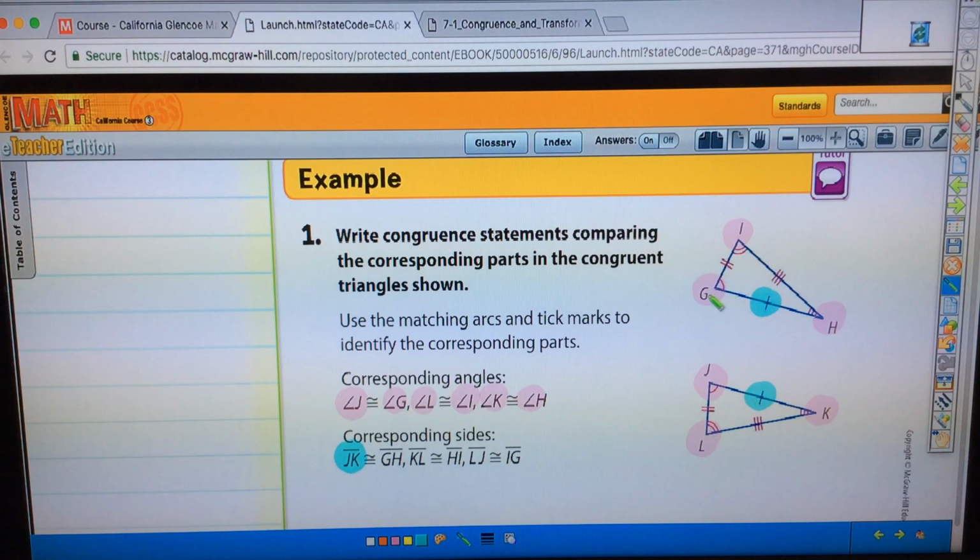So you're going to write the two letters, right? At what angle does the line start, at what angle does the line end, and you're going to put a line above it. That signifies side length. Okay, so side length JK corresponds with side length GH or HG, it doesn't matter. KL or LK corresponds with HI or IH, that's two tick marks. And the last one, LJ, corresponds with IG, that's three tick marks. So this is the answer. You're just going to write a statement of correspondence, right?